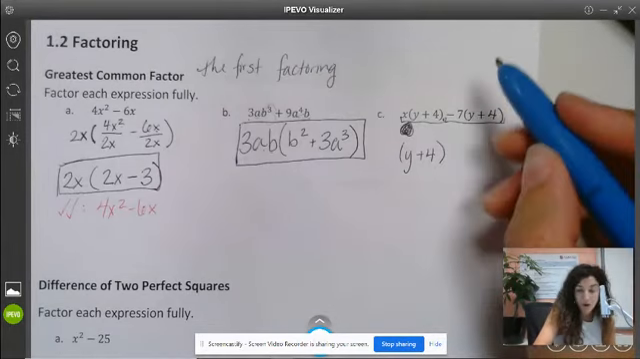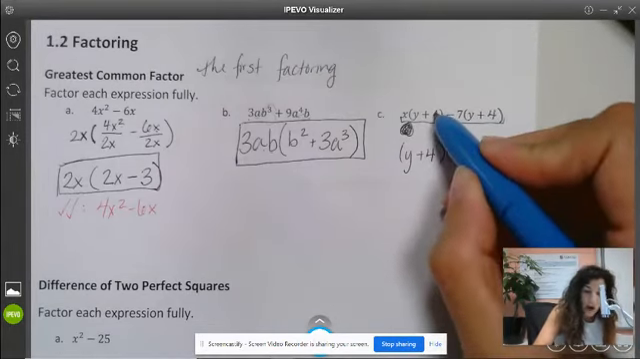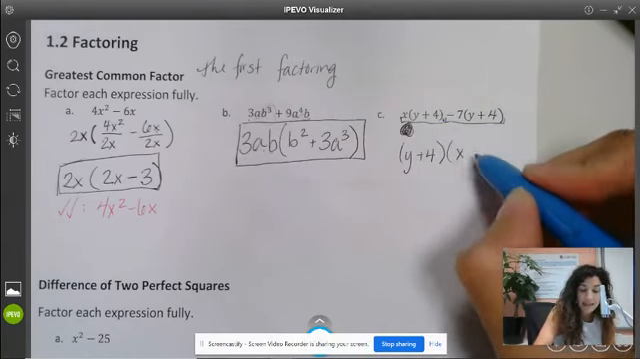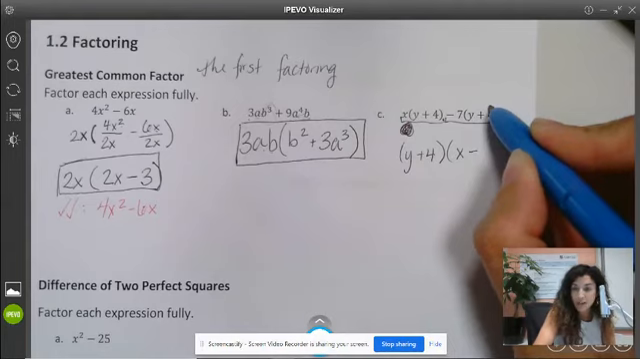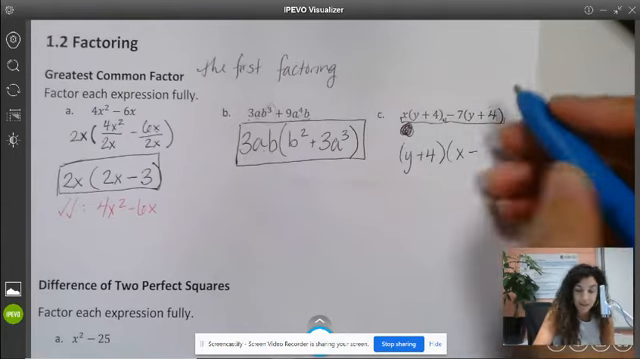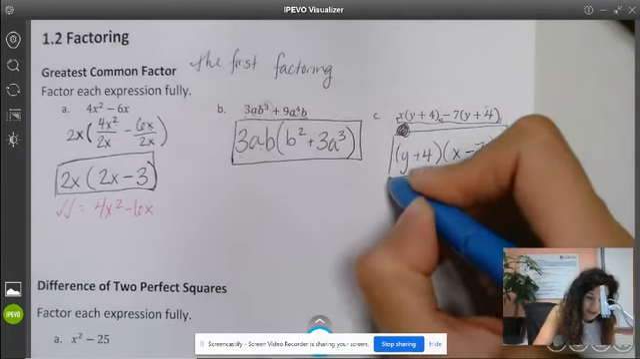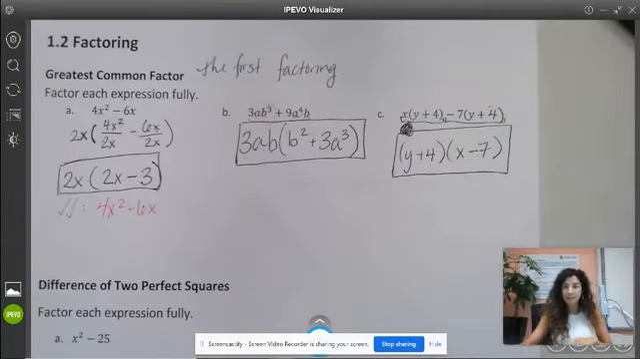Then once you divide it out from each of those pieces, y plus 4 divided by y plus 4 just goes away. So all you're left with is x, minus, the y plus 4 divides out of here, and all you're left with is 7. And that is your greatest common factor factoring.